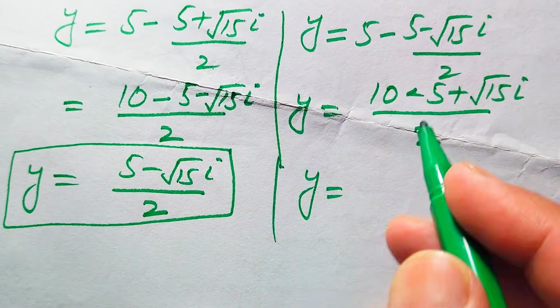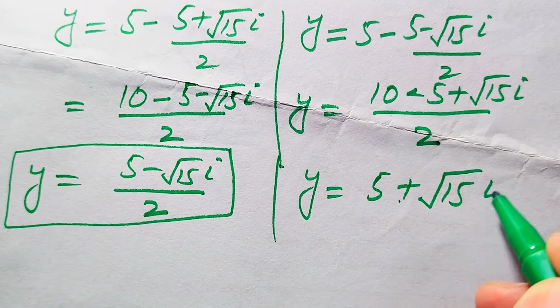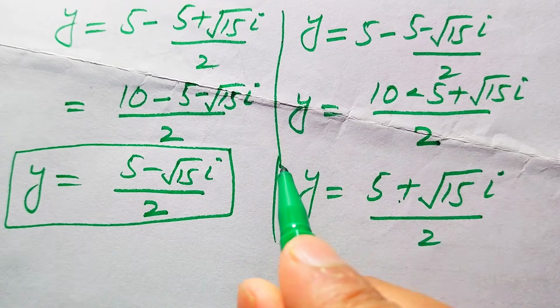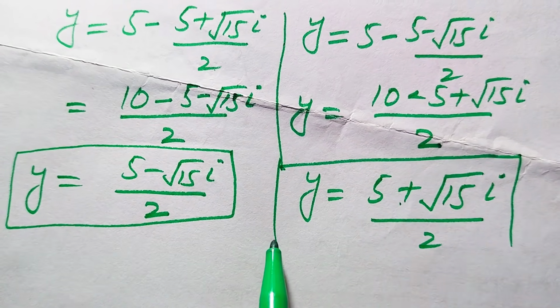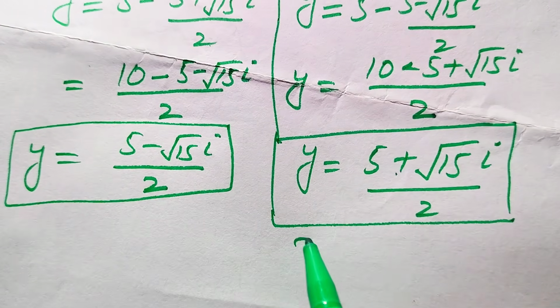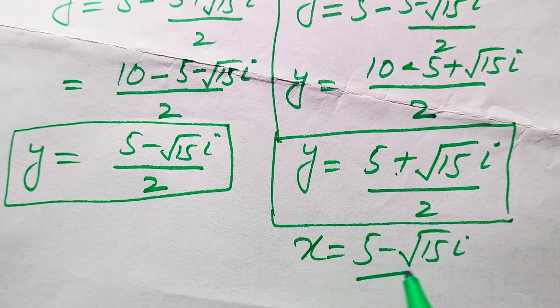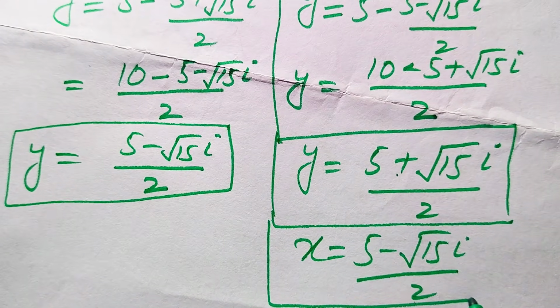So this is the value of y. Finally, we have y is equal to (10 minus 5 becomes 5 plus square root of 15 times iota) divided by 2. So this is the second value of y, and corresponding to this, the value of x we will write here, that is (5 minus square root of 15 times iota) divided by 2.